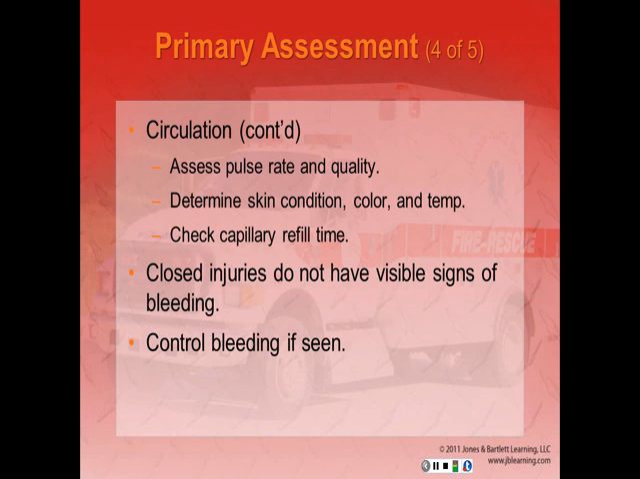Evaluate circulation. The genitourinary system can be a significant source of bleeding, and you need to assess pulse rate and quality, determine skin condition, color, and temperature, and check cap refill time. Closed injuries do not have visible signs of bleeding. Shock may be present. An assessment of pulse and skin will indicate how aggressively to treat for shock. Control bleeding if visible bleeding is seen, and significant bleeding is a life threat and must be controlled quickly.